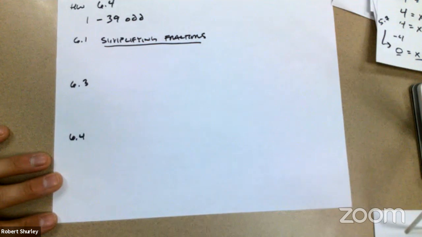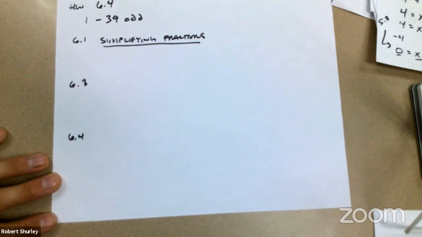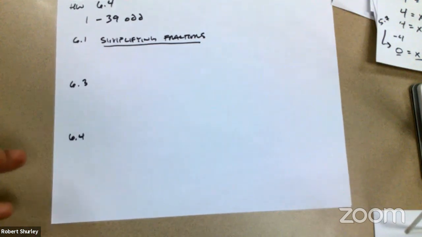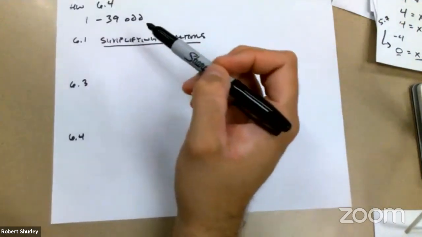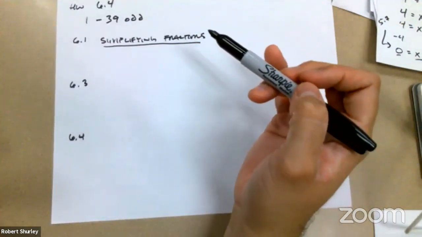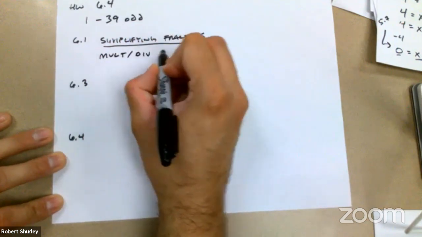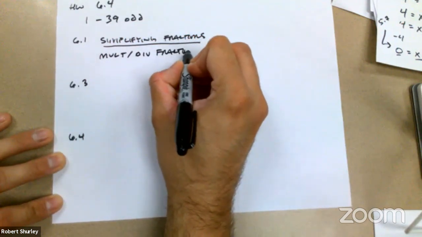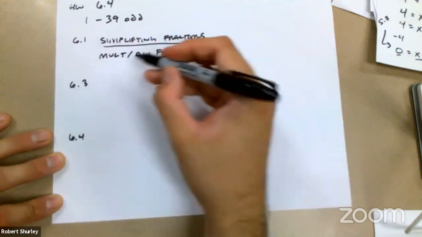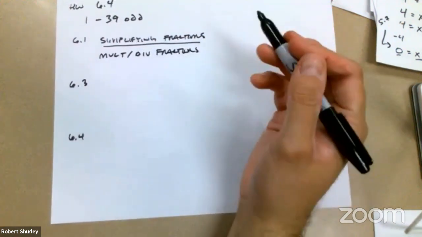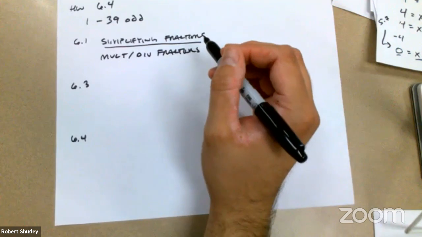I'm not even going to tell you what numbers are important. Every number I brought up in 6.1 is important with the simplifying fractions. Then we went over multiplying and dividing fractions. I think that was the second day. The first day was just simplifying, and the second day was multiplying and dividing.